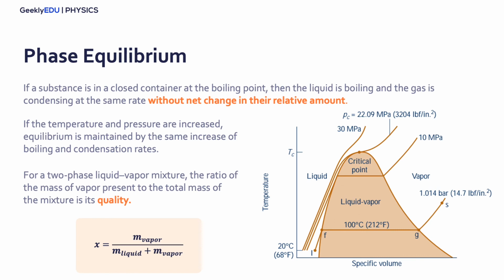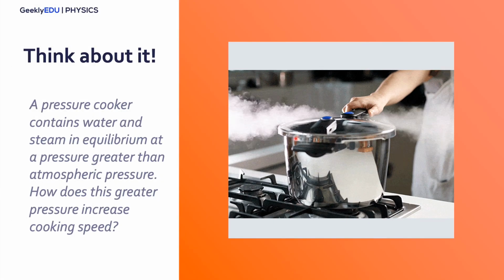Take into consideration all the things we talked about and think about the situation here. We have a pressure cooker that contains water and steam in equilibrium at a pressure greater than atmospheric pressure. All right? So how does this greater pressure increase cooking speed? Why, if we use a pressure cooker, does it increase the cooking speed of the food you put into it? Think about it, write your answers in the comment section, and see you later.